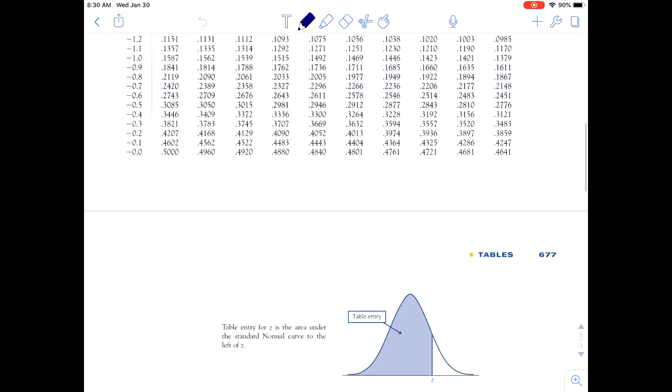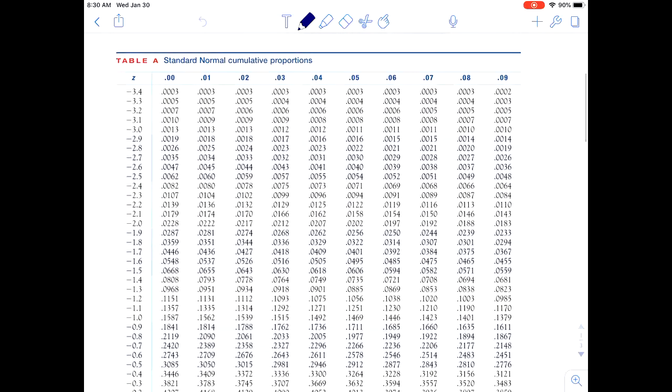So the probability that we find, these are all the probabilities in what I call the body of the table. So you've got your z-scores, and then you've got the body of the table. And these are all your probabilities.